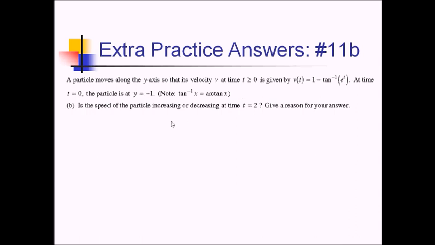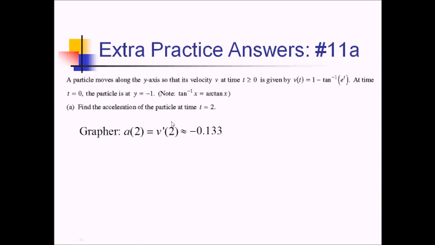We already found acceleration at time 2. If we look back at part A of this problem, we found that the acceleration, or v prime, was a negative number, and that's all we really care about for this.